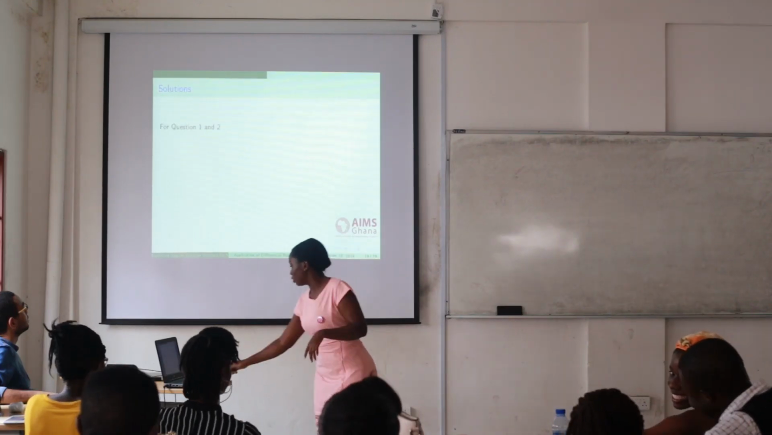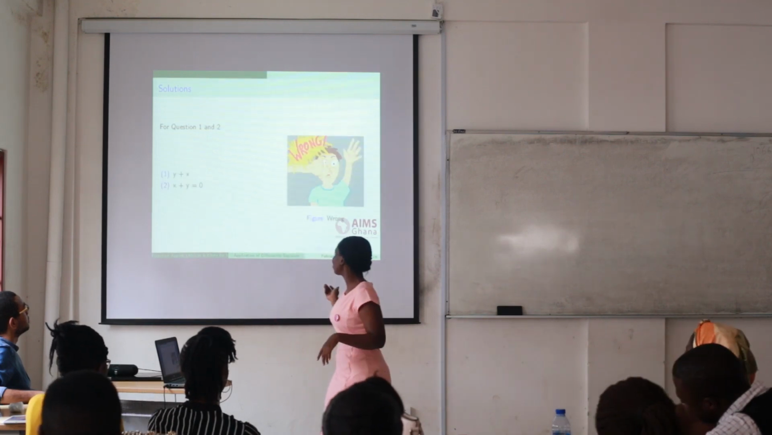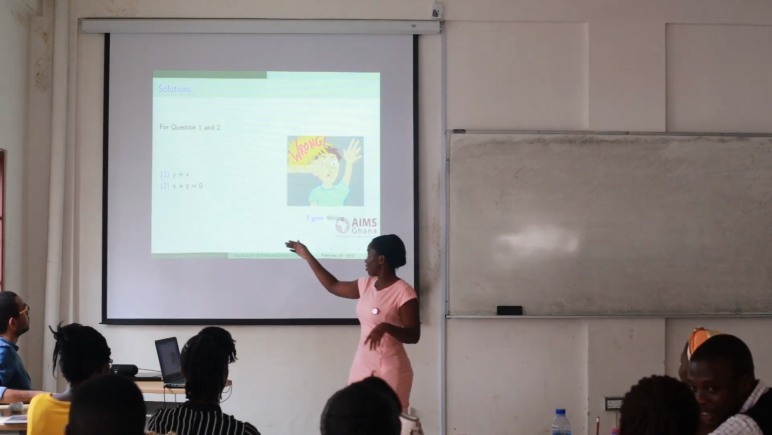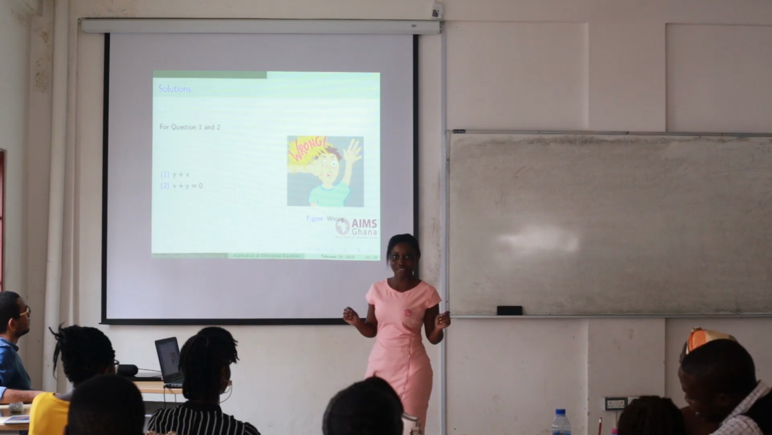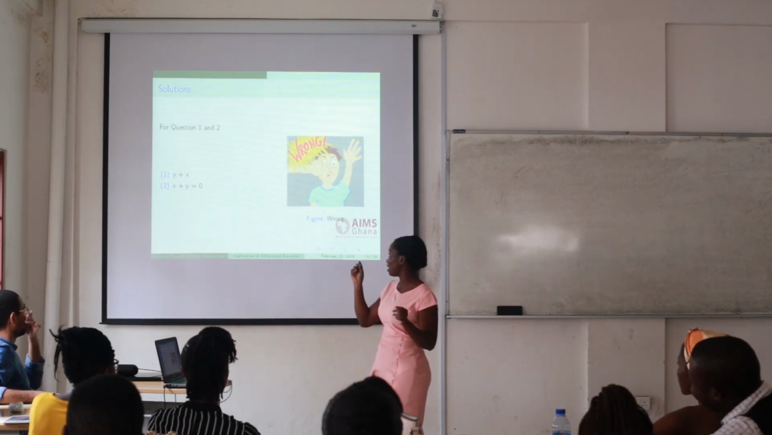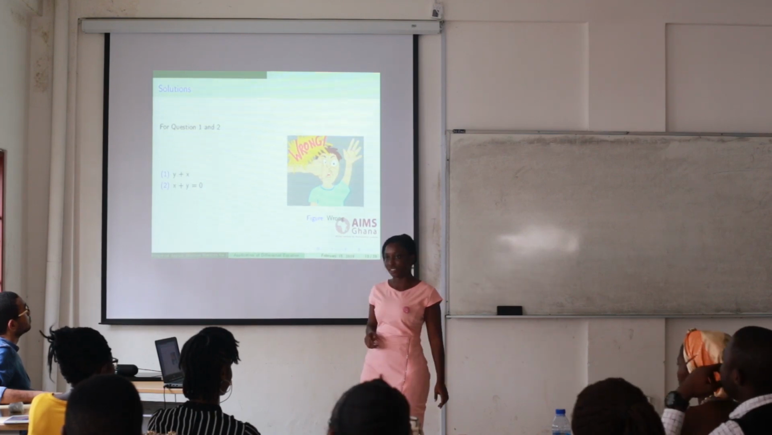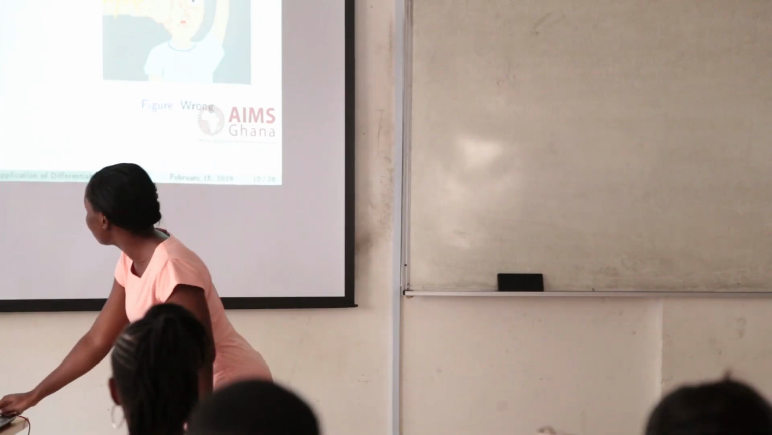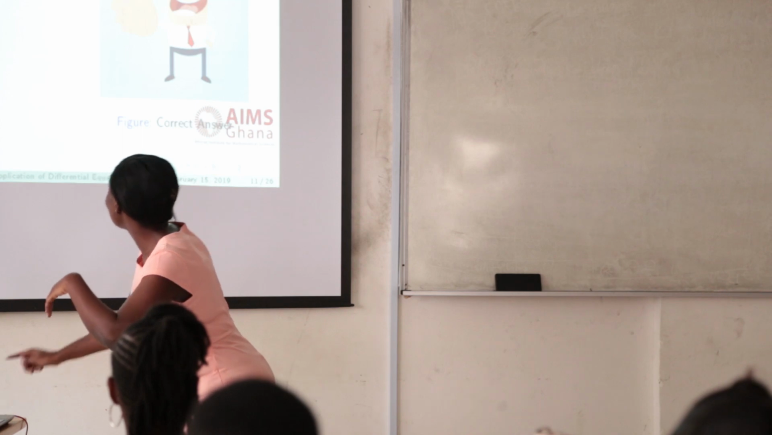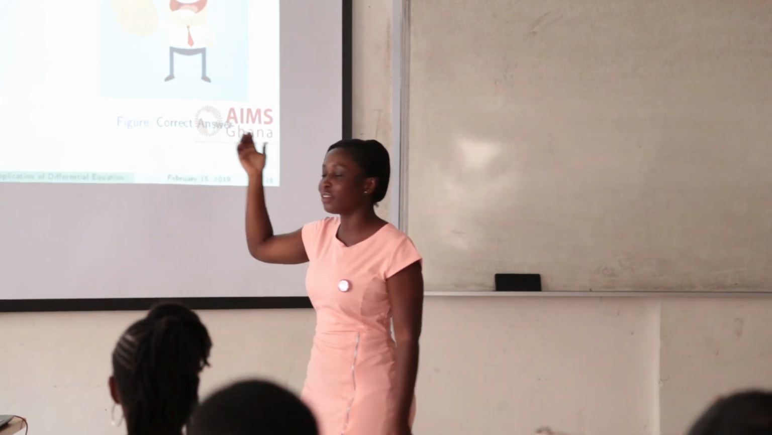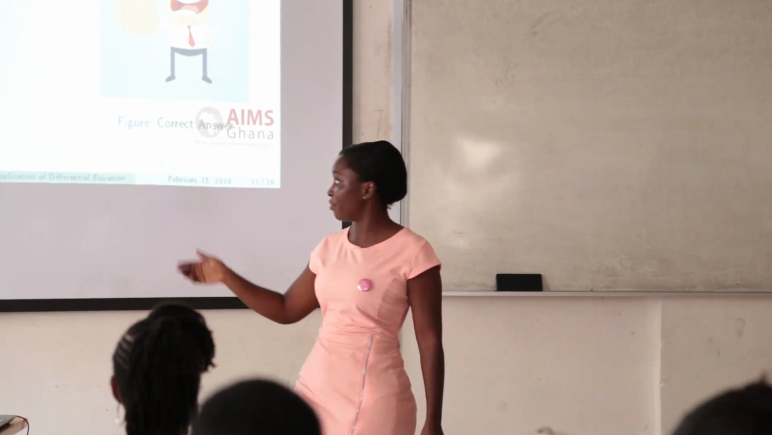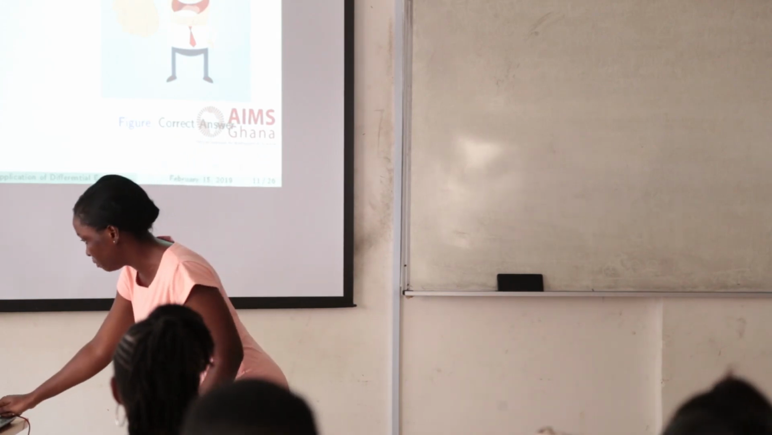For questions 1 and 2, the answer is wrong. Why is this wrong? For the first one, you don't have the equality sign, so it's not an equation. For the second one, you have the equality, but you don't have the derivative, so it's not a differential equation. What of 3 and 4? The answer is correct because we have the equality sign and the derivative function over there.